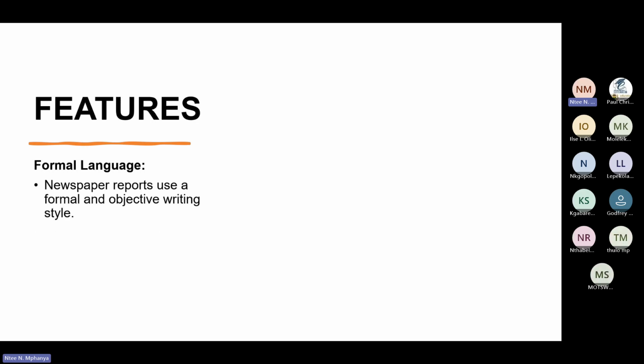It must be formal, because for newspaper reports you only use a formal and objective writing style. What do you mean by objective? You don't take sides. You write what is there. Remember, you are the eyes of the reader. You write what is there, or as you are told. You don't misrepresent the facts. You write only what you can see or what you are told. Avoid using slang or informal language. When you write a newspaper report, you don't use slang or informal language.